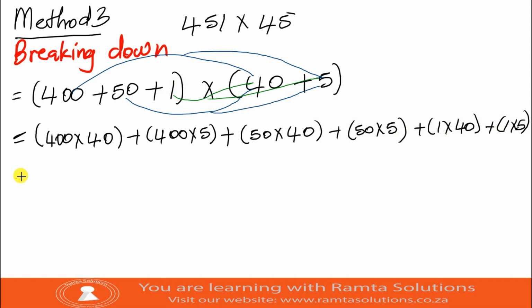Plus 1 times 5. So here we have 400 times 40. First, 100 times this, it'll be 1,000. Now 4 times 4 is 16, so this will be 16,000. Okay, this will be 16,000 plus 400 times 5. The answer must somehow be 100. I'm going to write it like this. It'll be 100, but 4 times 5 will be 20, so this will be 2,000.